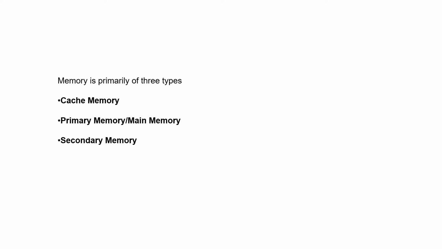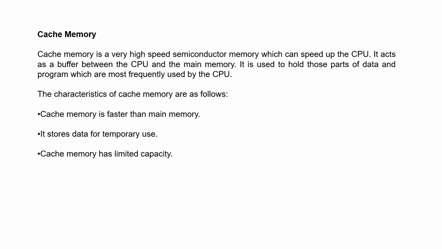Memory is primarily of three types: cache memory, primary memory or main memory, and then the secondary memory. First is the cache memory. This is a very high-speed semiconductor memory which can speed up the process of the CPU. It acts as a buffer between the CPU and the main memory. It also holds those parts of data and programs which are most frequently used by the CPU.